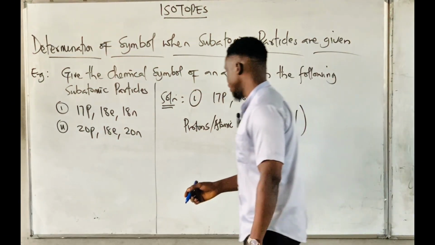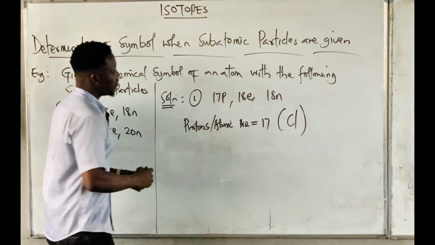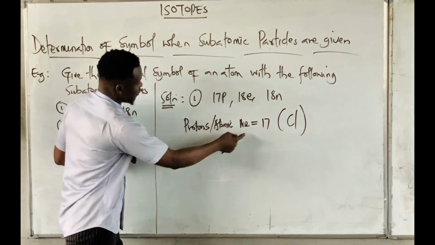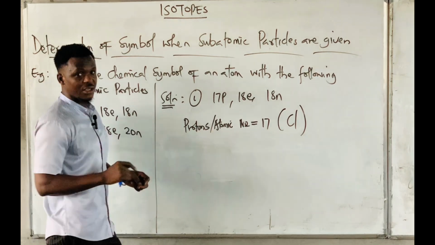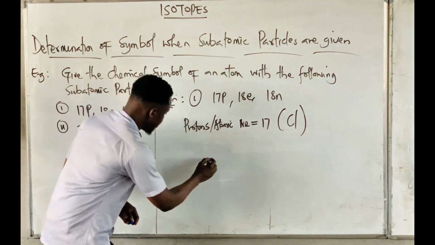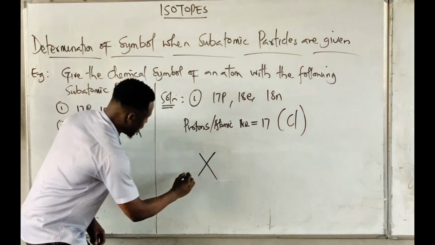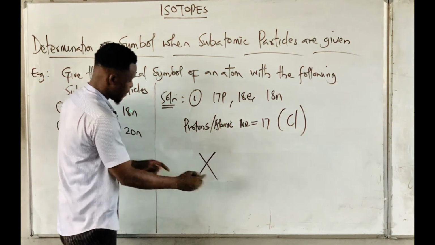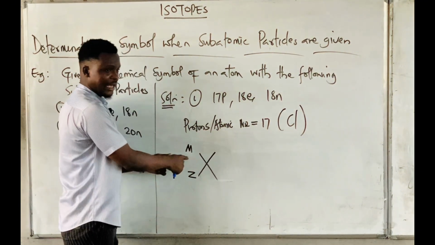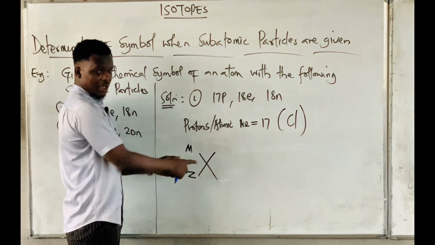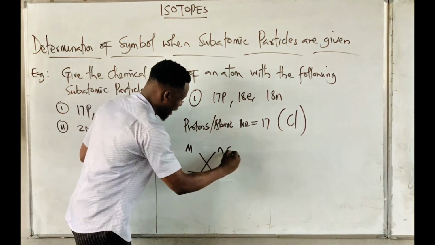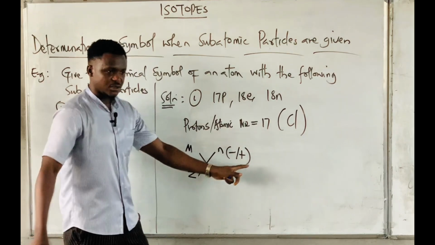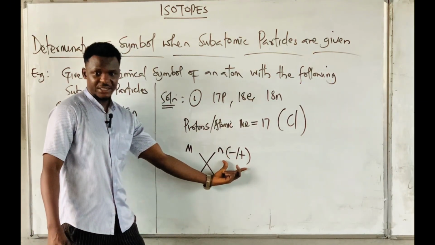The next thing I'm going to do here is, please look up. I've gotten my proton number. Recall, if I want to get a chemical symbol, this is what I'm looking out for. I need to know what my atomic number is so that I'll attach it here. I also need to know what my mass number is so that I can attach it. Is it not so? In some cases, I need to know whether it is plus or minus, if it is charged.